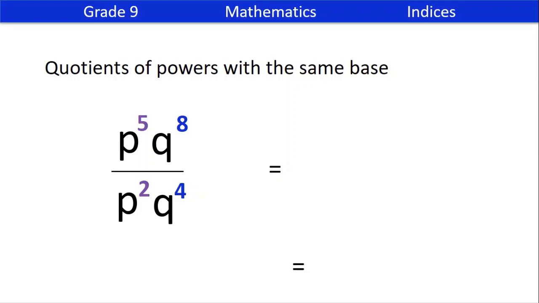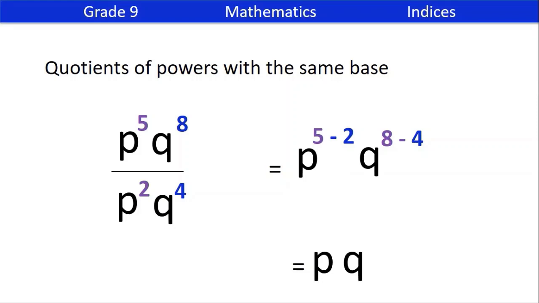Here we can see there are two bases, p and q, and the indices which are relevant with p are 5 and 2. That means first of all we need to have the difference between 5 and 2, 5 minus 2, and for q, that is 8 minus 4. And finally, for p, the index becomes 3, and for q, the index becomes 4. So the answer becomes p to the power 3, q to the power 4.